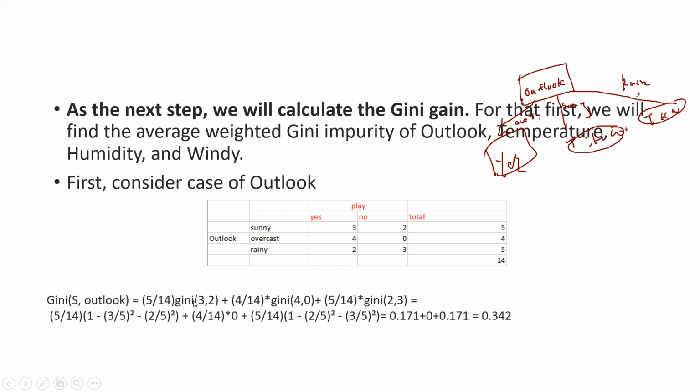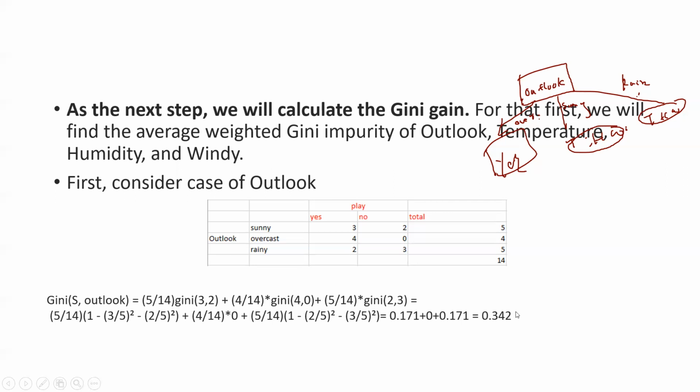So what is the difference? In entropy, the formula would be 3 by 5 log of 3 by 5 minus 2 by 5 log of 2 by 5. Here it is 1 minus (3 by 5) the whole square minus (2 by 5) the whole square. This is the formula for Gini. Then 5 by 14 as usual, with 1 minus (2 by 5) squared minus (3 by 5) squared. There we had to calculate the logarithmic value, but in Gini we use 1 minus the square of the probability of the individual values. This is how we do it. Finally, we get Gini of outlook to be 0.342.